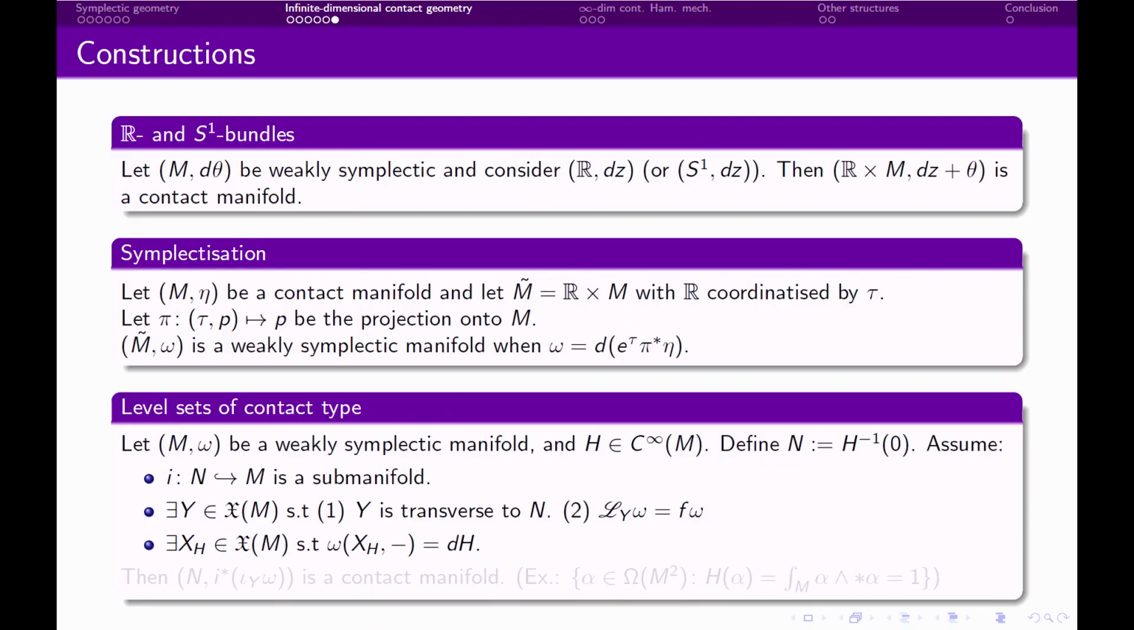So if we take a sufficiently nice codimension 1 submanifold of our infinite dimensional contact manifold, then, given these assumptions about the existence of Reeb vector fields and the existence of Hamiltonian vector fields, we can actually produce a contact manifold with this construction. And actually, this construction and this construction are sort of adjoint to each other. So if we perform a symplectization, then we could get our original manifold back as a level set of contact type.